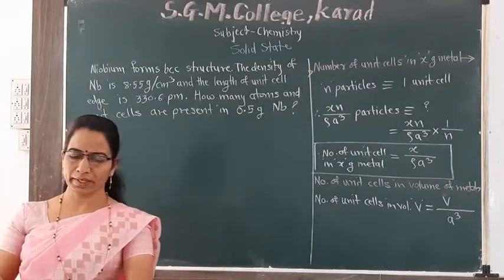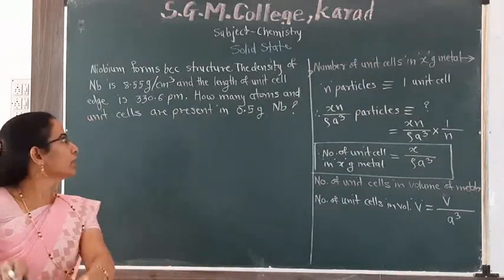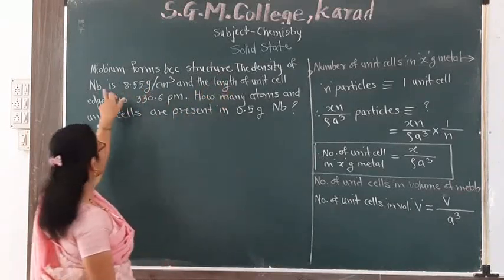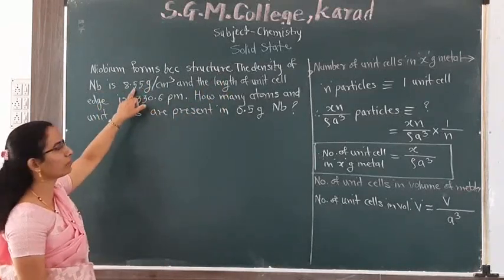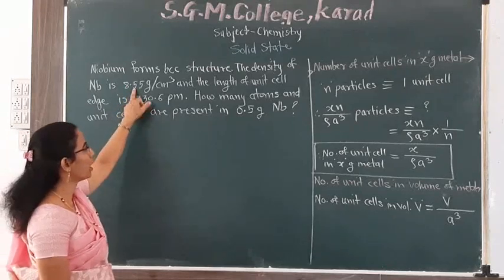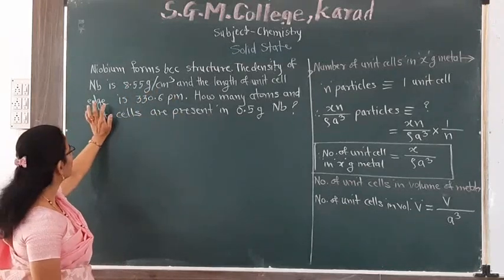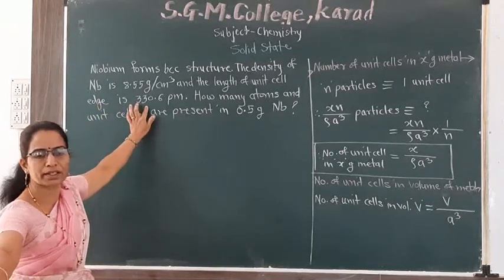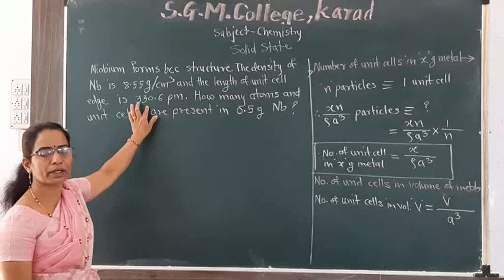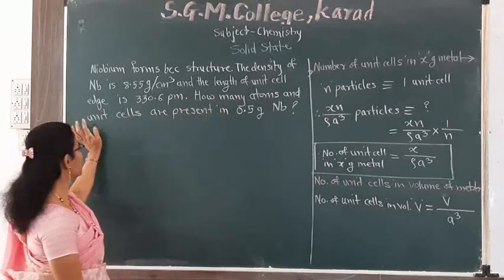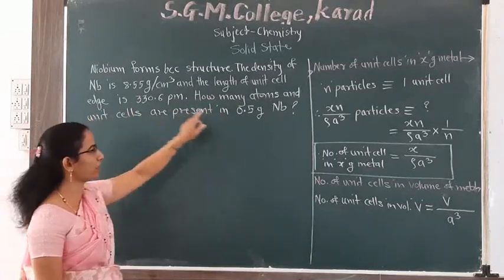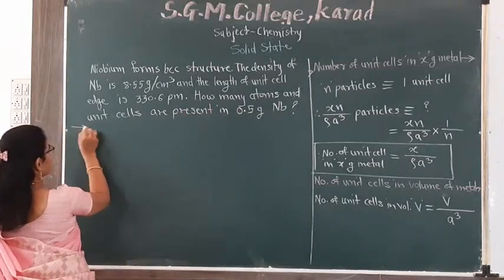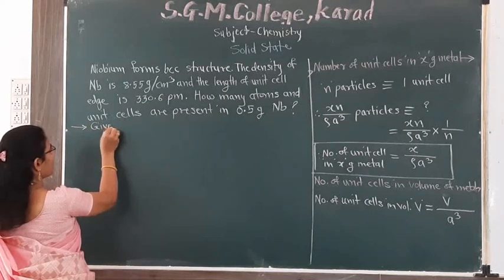Once again, I will read this numerical. Niobium forms a BCC structure. The density of this niobium is 8.55 gram per cm cube and the length of the unit cell H is 330.6 picometer. How many atoms and unit cells are present in 0.5 gram of niobium? Now let's write the given data.